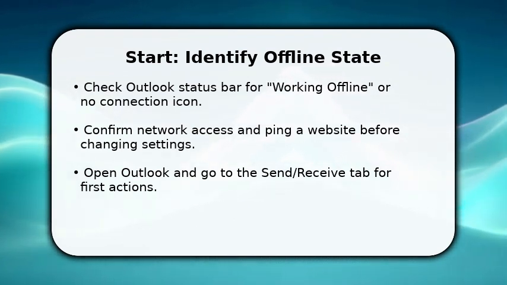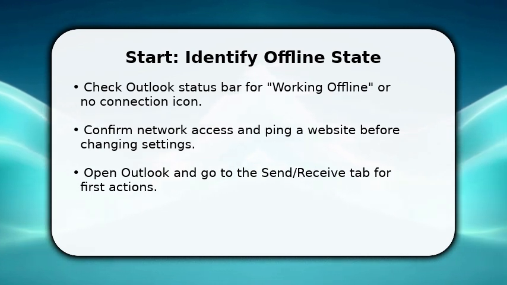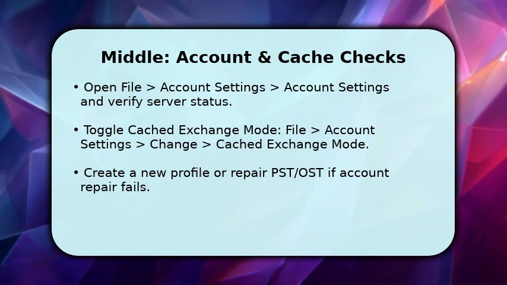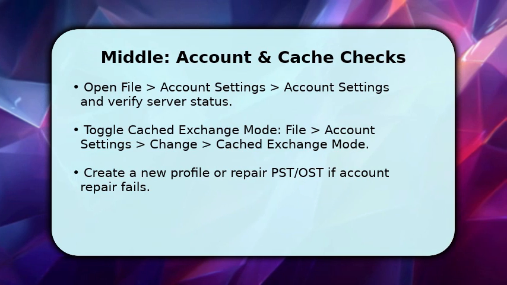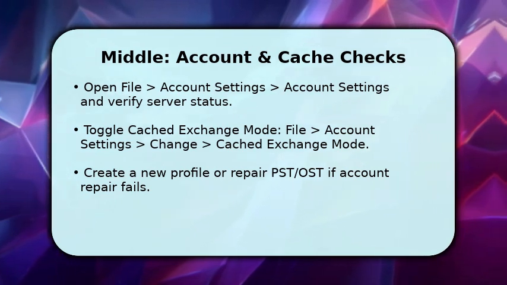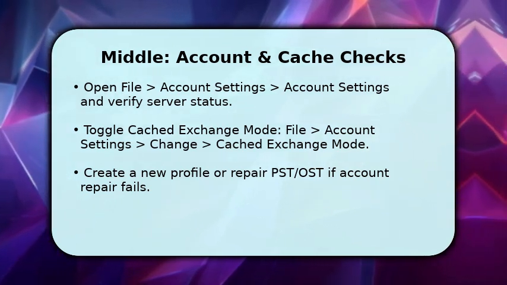Open File, Account Settings, then review each account's server name and connection status. Incorrect credentials or server names force offline mode. If you use Exchange, toggle Cached Exchange mode off and on to refresh the OST file. Run the built-in repair on the account.